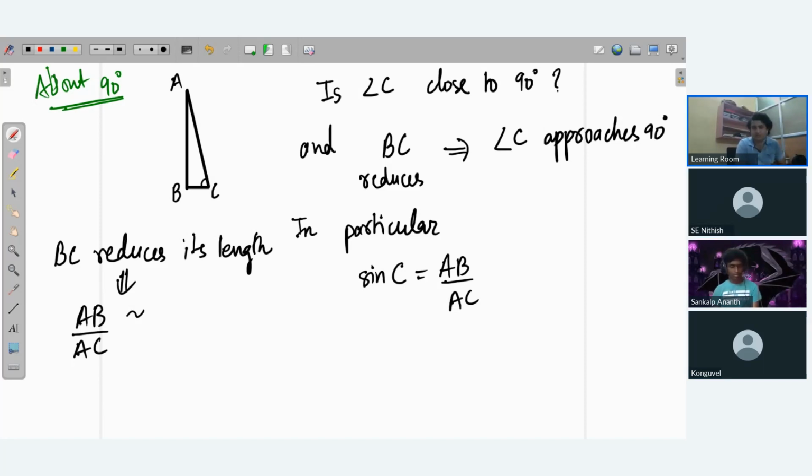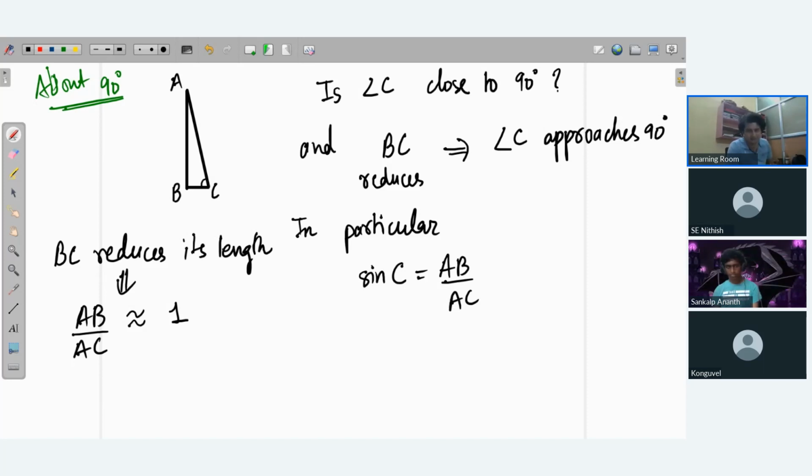It will overlap which side? AB. Then can I say that AB and AC are almost of the same length? Yes. The closer they are, what should be the ratio? It should be closer to 1. So the argument is this: in a triangle, if BC length reduces, then the hypotenuse AC is going to overlap the perpendicular AB, which means the length of AB is almost equal to the length of AC, and the ratio of their lengths is approximately 1.